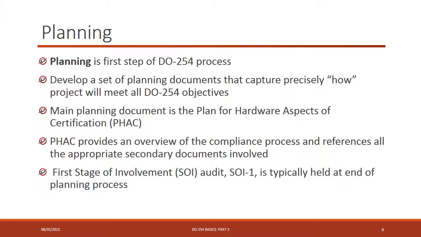The main planning document is called the Plan for Hardware Aspects of Certification, except nobody calls it that. Everyone calls it the PHAC. So you'll hear that term thrown about, PHAC this, PHAC that. That's really the umbrella planning document. The PHAC provides an overview of the compliance process, and it references all of the other appropriate secondary documents that provide the next level of detail down in terms of, again, how you're going to meet the DO-254 objectives. At the end of the planning process, this is when you'll typically experience your first audit.